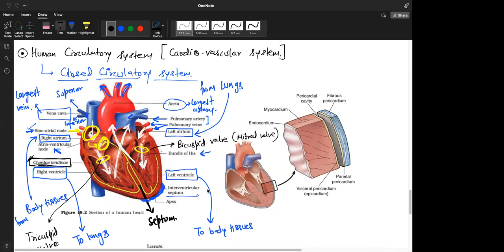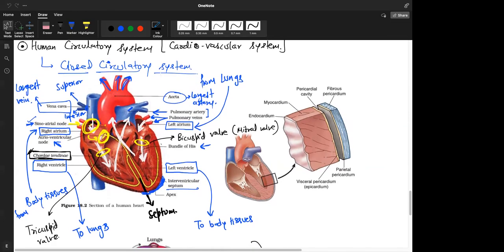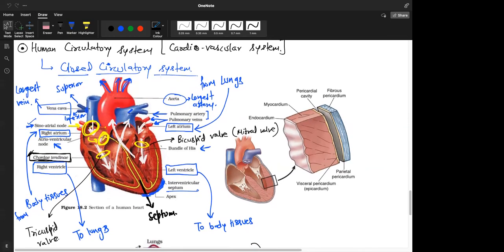So in the figure, you can see the right atrium and left atrium, and below that, the right ventricle and left ventricle. The walls of the atria are very thin, whereas the ventricles have thick walls. This is because ventricles have to generate more pressure, as they pump more blood. So the atrium always receives blood, and the ventricle distributes the blood.